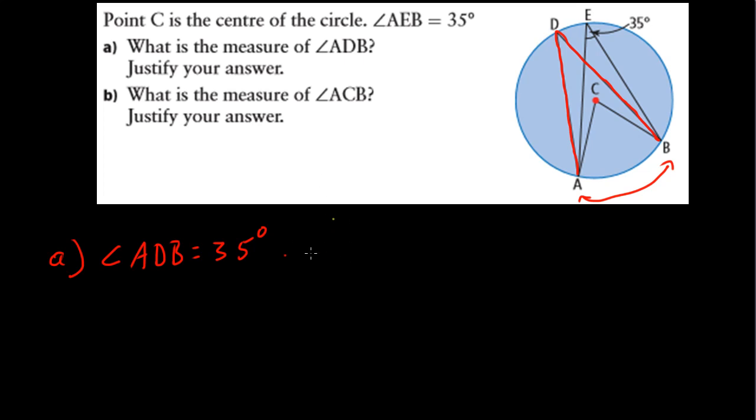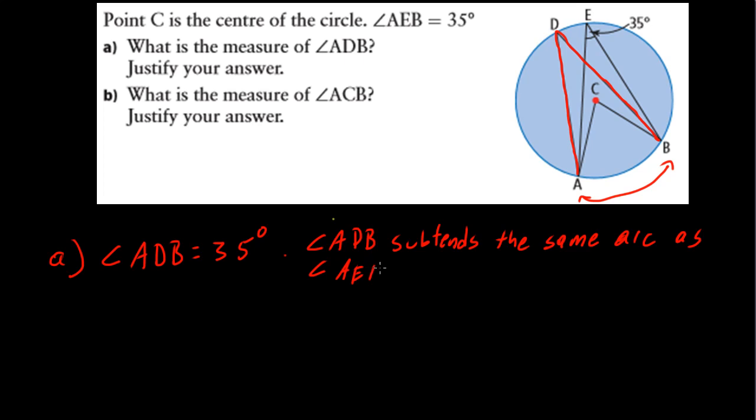I'm just going to justify it by saying angle ADB subtends the same arc as angle AEB. And that arc is AB. So it subtends the same arc. It goes through these same points here. So that means that we're going to have the same measurement.